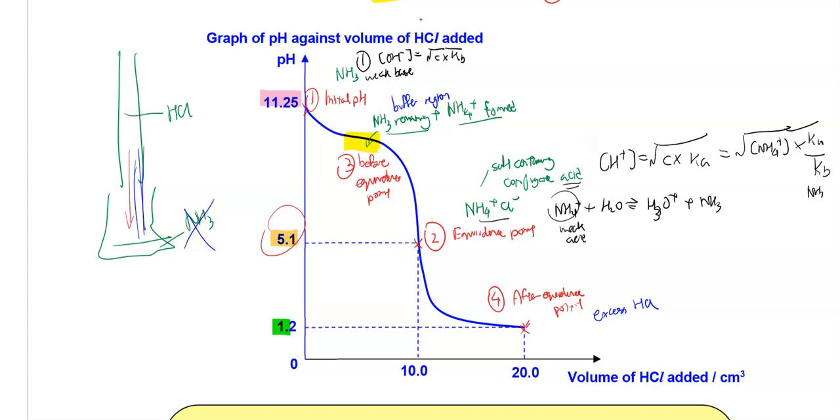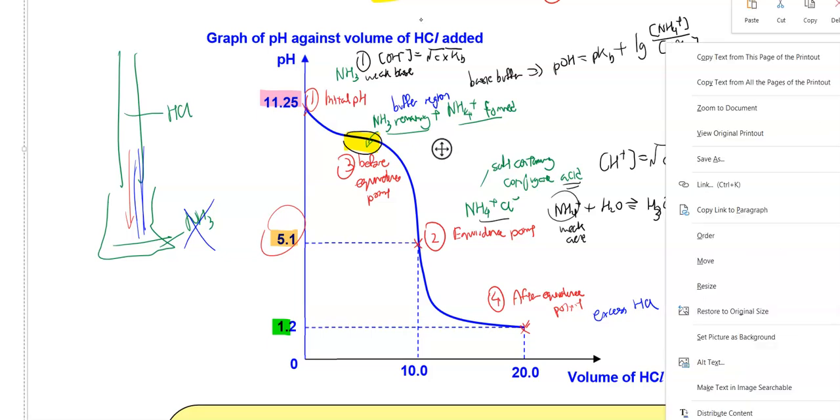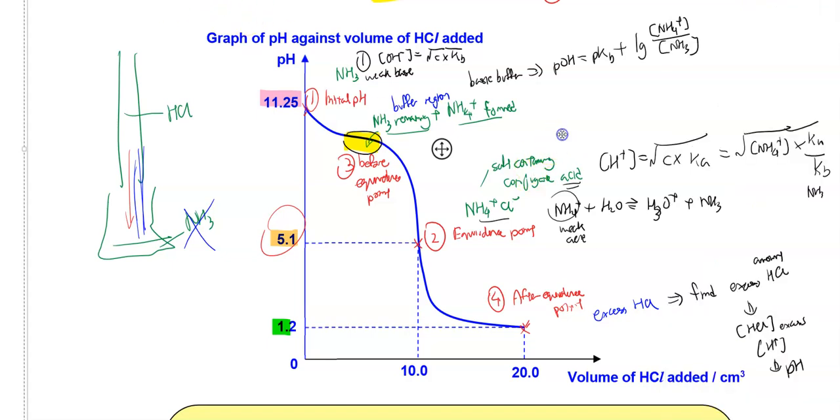This is how we find the H+ concentration. For the buffer region, because this is a basic buffer, you make use of the formula pOH equals pKb plus log of your ammonium, which is the salt, over your base NH3. After the equivalence point, you find the amount of excess HCl, then you can find H+, and therefore find your pH. So that's what we're going to do in the next part of the question.